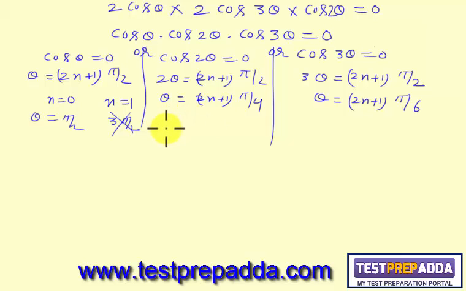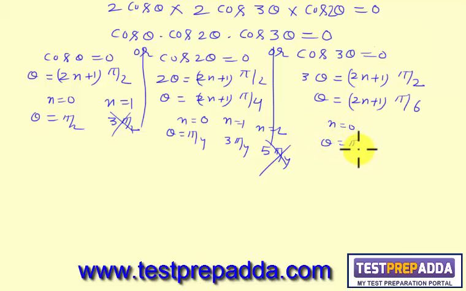And in the second case, when n is equal to 0, theta comes as pi by 4. When n is equal to 1, theta comes as 3 pi by 4. When n is equal to 2, theta comes as 5 pi by 4, which will not be included because the domain is restricted to 0 to pi. Here, if I put n as 0, theta comes as pi by 6. If n is 1, then theta comes as pi by 2.